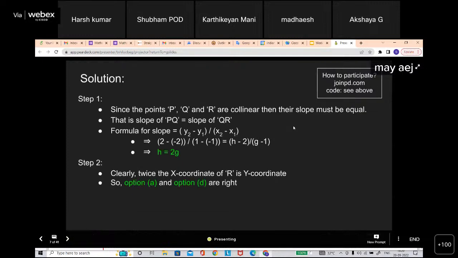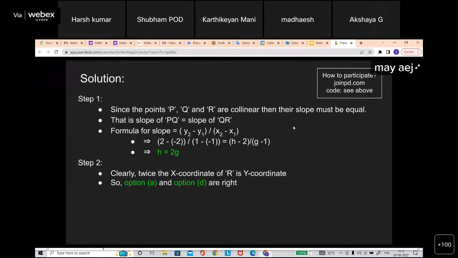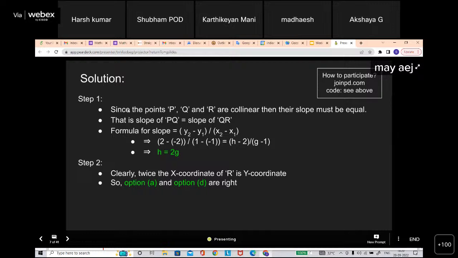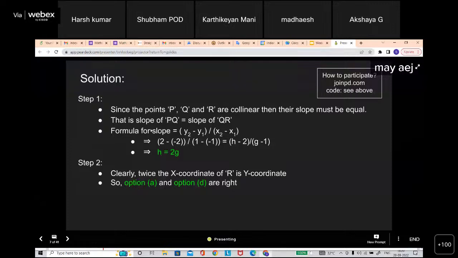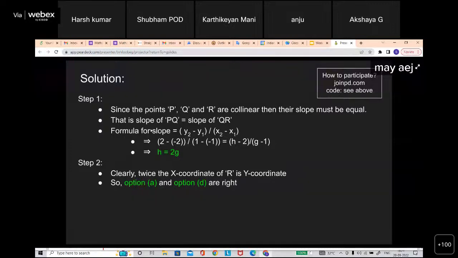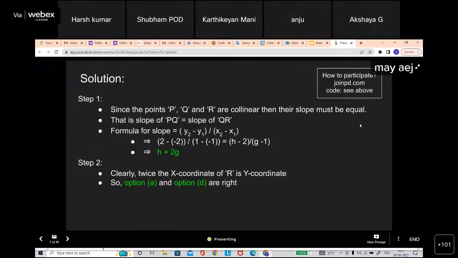So we did it using the slope of the line. In step 1, since the points P, Q and R are collinear, their slopes must be equal. Slope means: join the line PQ and find the slope, and join the line QR and find the slope. If they are collinear, their slopes must be equal. That is, slope of PQ is equal to slope of QR. The formula for slope: if you have 2 points, say x1, y1 and x2, y2, then their slopes must be equal.